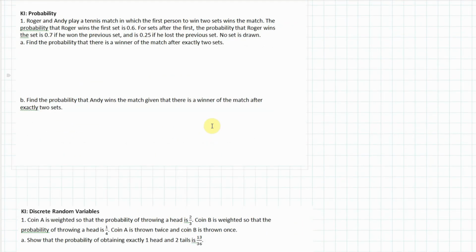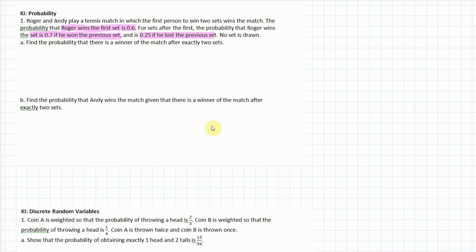Okay, so the next one we've got Roger and Andy playing a tennis match in which the first person to win 2 sets wins the match. The probability that Roger wins the first set is 0.6. For sets after the first, the probability Roger wins a set is 0.7 if he won the previous set, 0.25 if he lost. No set is drawn. Find the probability there is a winner of the match after 2 sets.